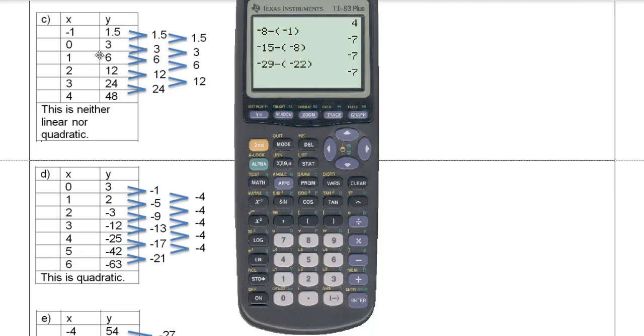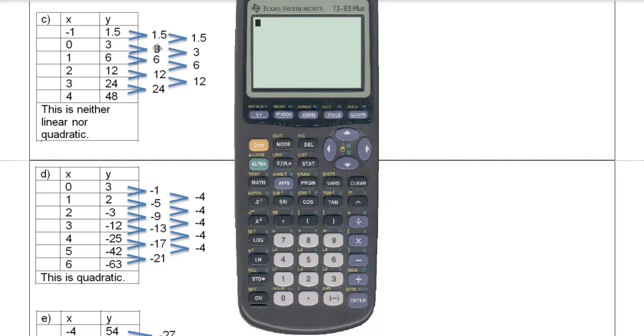So for C here, notice the x values are increasing by 1, so that's again what you want. So 1.5 and then 3, so we would take 3 and subtract 1.5. So that's 1.5. Maybe I'll clear my calculator here. And then 6 minus 3 is 3, 12 minus 6 is 6, 24 minus 12 is 12, 48 minus 24 is 24. Okay, so the first differences are all different numbers, so it's definitely not linear.